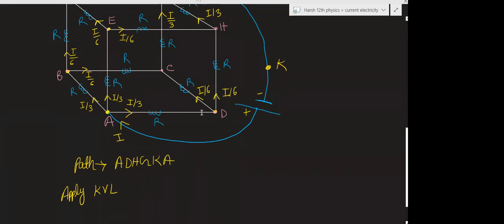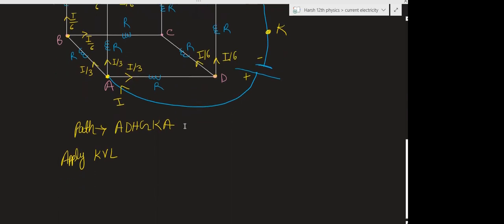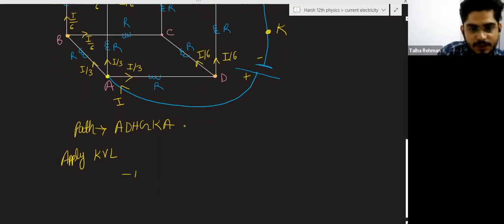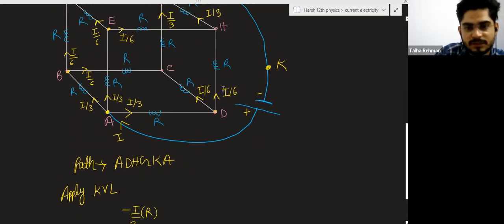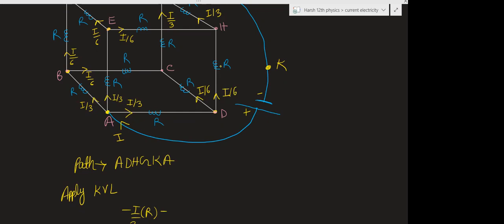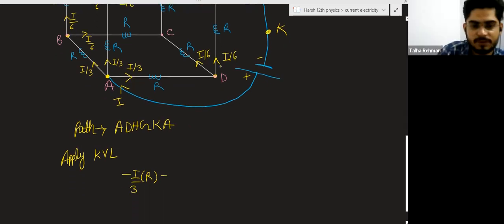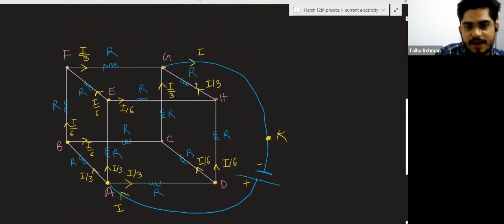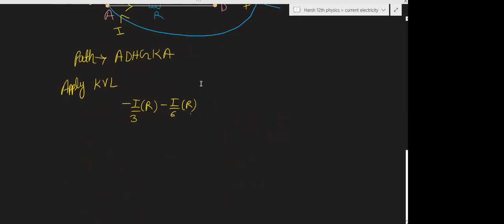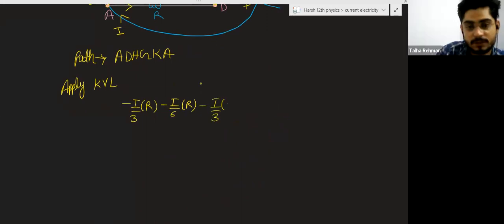From K to D, in the direction of the current, it will be minus. So we will take minus I by 3 into R. Now it will become very easy. Now from D to this, minus I by 6 into R. From here, minus I by 3 into R. That's it, I by 3 into R.